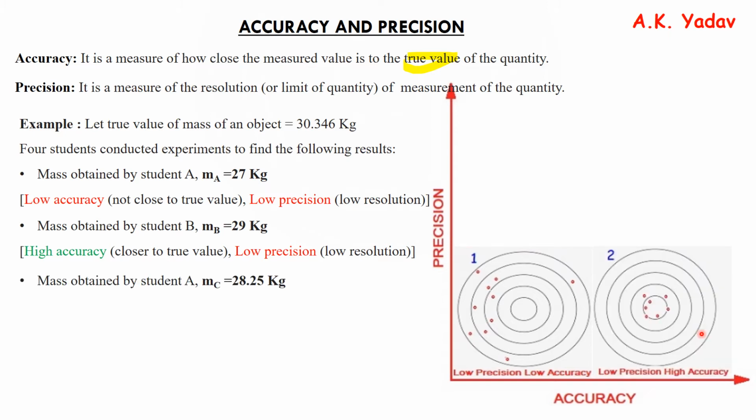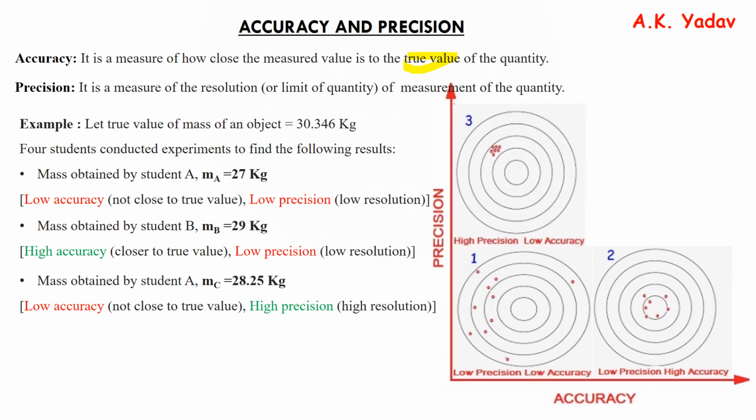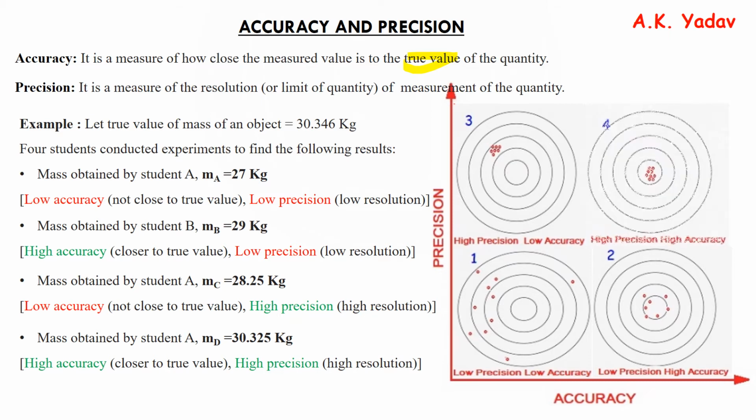For student C, it is 28.25. Now it is not close to the answer, but it is more detailed because it has two decimal places. So this is low on accuracy but high on precision. And the last one, 30.325. Now this is the nearest in both terms, accuracy as well as precision. So I hope the topic of accuracy and precision is clear to you.